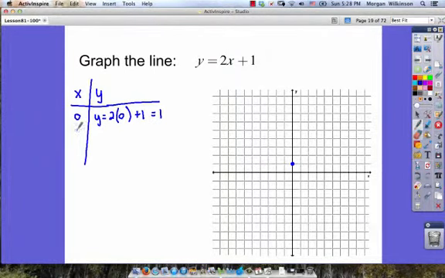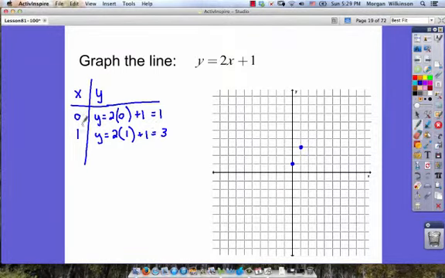Let's pick 1 this time for x. Y is equal to 2 times 1 plus 1. 2 times 1 is 2, plus 1 more, that's 3. So when x is 1, y is 3.